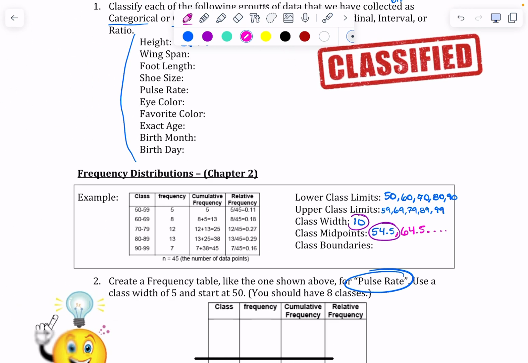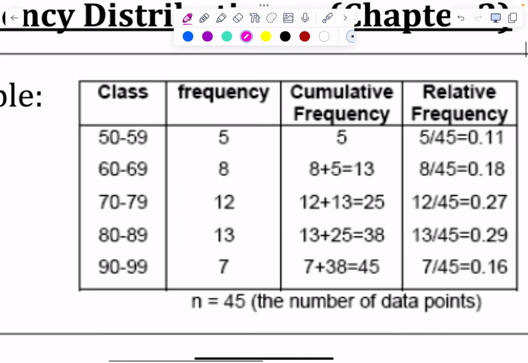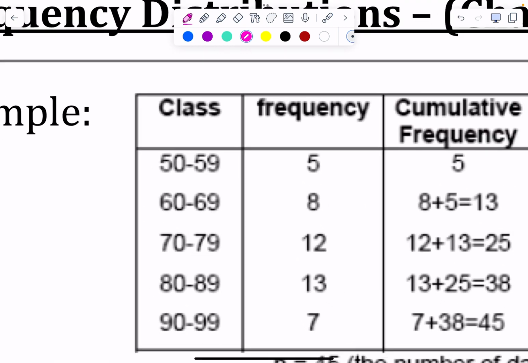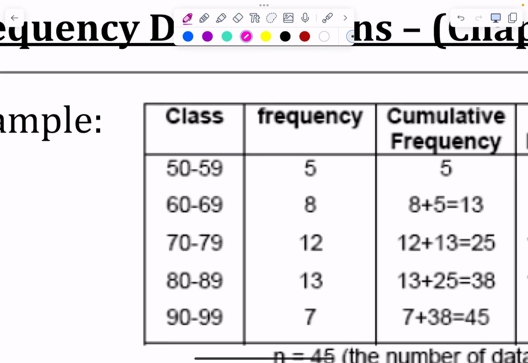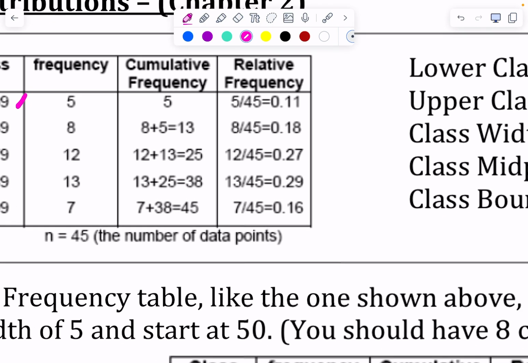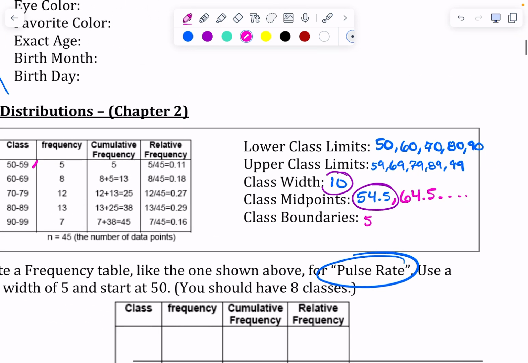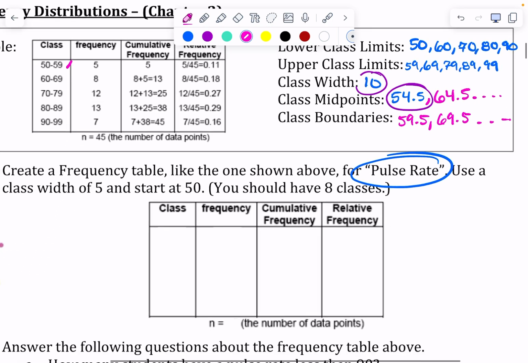Class boundary. You remember what class boundary was? 59.5. What if I was 59.2? Where would that go? What if I was 59.9? Where would that go? So what's the cutoff mark in between the classes? 59.5. That tells you where you round, right? What's the second one? 69.5. And so on and so forth. Those are my class boundaries. Got it? Okay.